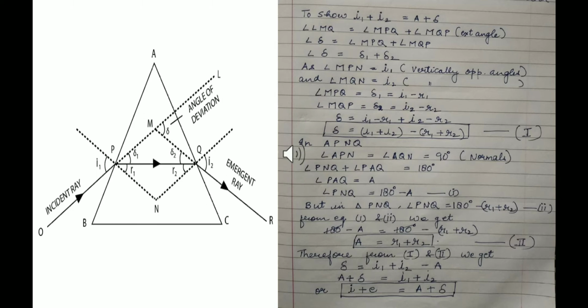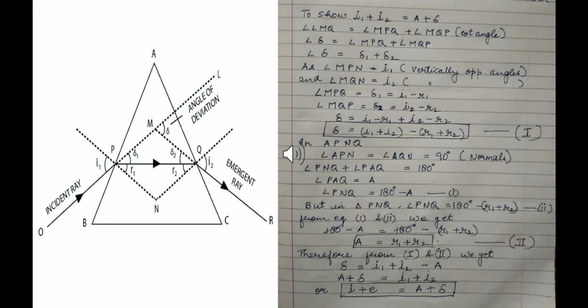Now, the main delta will be I1 minus R1 plus I2 minus R2. So we have clubbed the I's together and R's together and we get delta is equal to I1 plus I2 minus R1 plus R2 in brackets. Now, we move further to the quadrilateral APNQ. The angle of prism is A over here. APNQ is the quadrilateral over here, and it is formed from four sides.